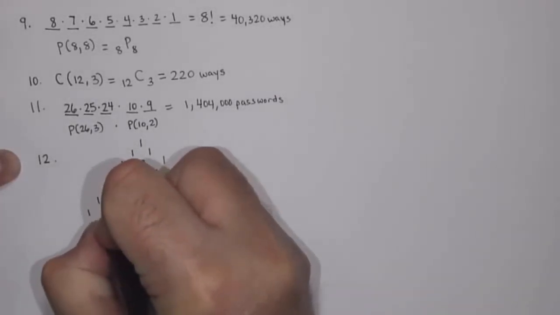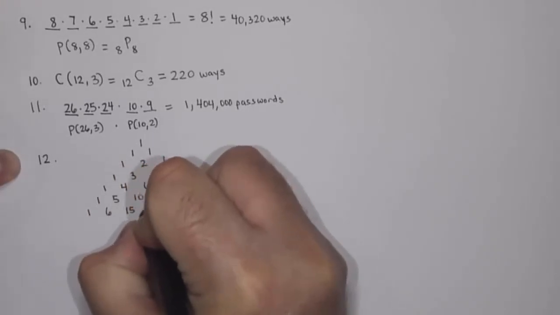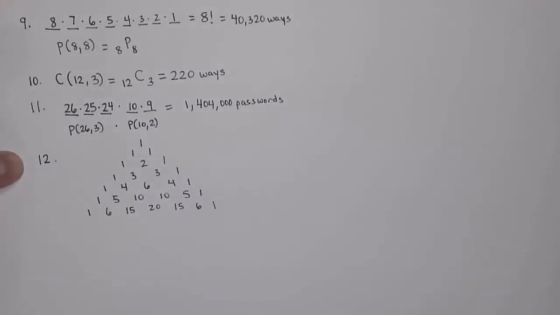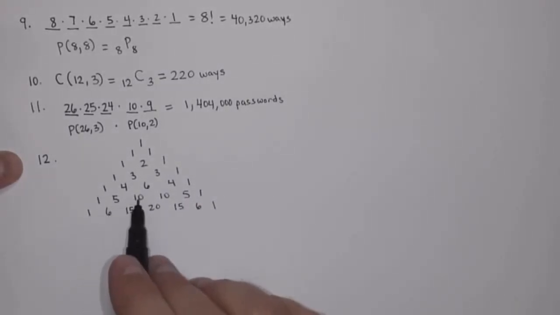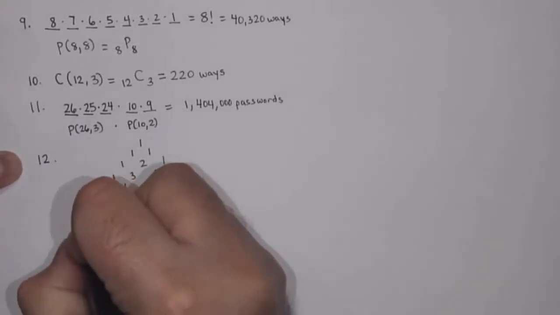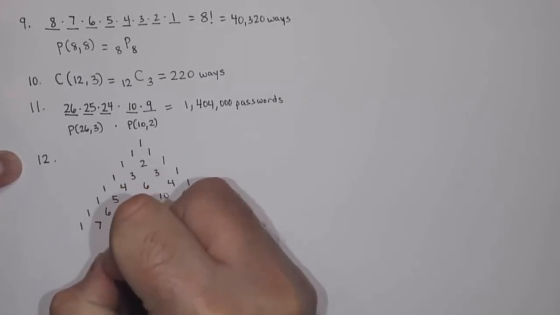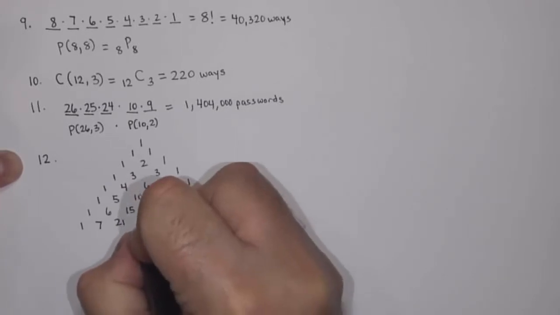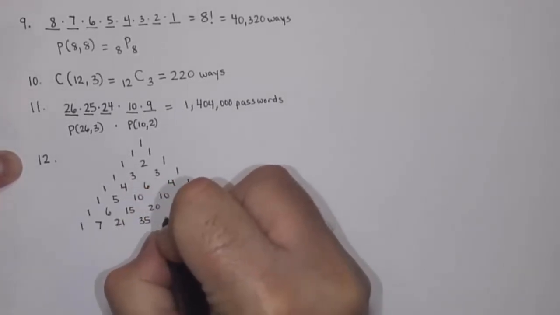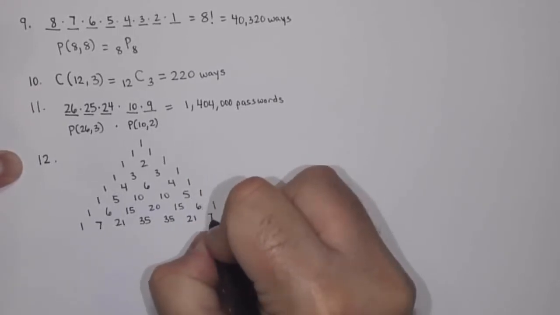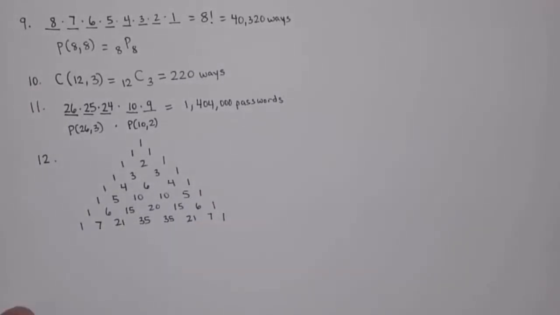The sixth row is 1, 6, 15, 20, 15, 6, 1. Again, the 15 is coming from like 5 plus 10, the 20 is coming from 10 plus 10, and so on. And finally, we're at the 7th row, so that's going to be 1, 7. Let's see, 6 plus 15 is 21. 15 plus 20 is 35. 20 plus 15 is 35. 15 plus 6 is 21. 6 plus 1 is 7. And we end in 1.